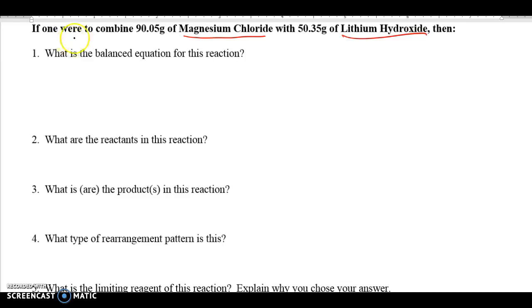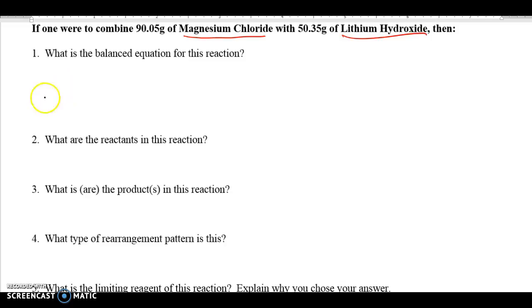So here we go. So here's our problem. If one were to combine 90.505 grams of magnesium chloride with 50.35 grams of lithium hydroxide, then what's the balanced equation for this reaction? First thing you got to know is how do you know what magnesium chloride is? There's a video on my webpage called Elements, their names and their formulas and their charges. Go look at it if you don't know what I'm talking about right now.